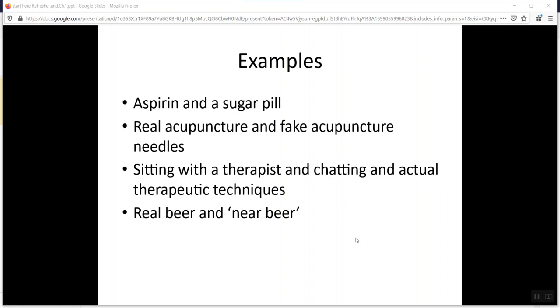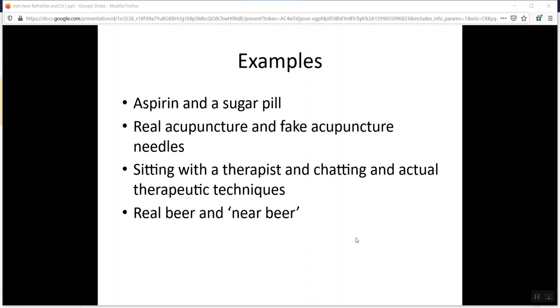Some other things that have been used: real acupuncture and fake acupuncture needles, and this has actually been done. And acupuncture has been shown to be effective in certain things, particularly alleviating nausea in pregnancy, which is a really important tool because there are so few drugs that can be given to pregnant women. To use a non-drug alternative is a really great option.